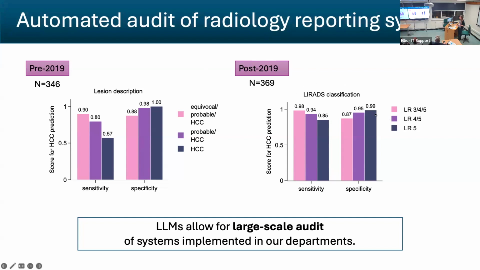As you can see, the LR5 classification at the level of the patient has really high specificity, but also 85% sensitivity. And this is a drastic improvement on what was before, which was basically a description of the liver lesion. Previously, if the radiologist said this is definitely HCC, it was very specific, but only 57% sensitive. And if they said it's probable HCC, their sensitivity was higher. But we were able to demonstrate improvement in our classification based on the system.